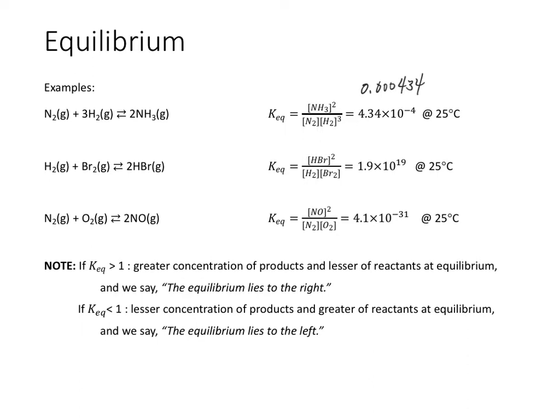Notice H2 plus Br2 to make 2HBr is a huge number. 1.9 times 10 to the 19th. I'm not going to write that number out, but that's big. The last one, N2 plus O2 to make 2NO, has an extremely small value, 4.1 times 10 to the negative 31st.